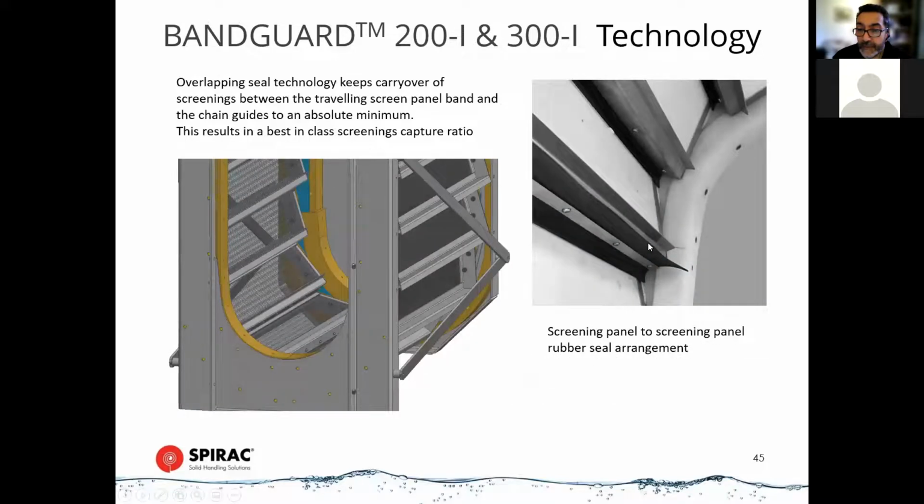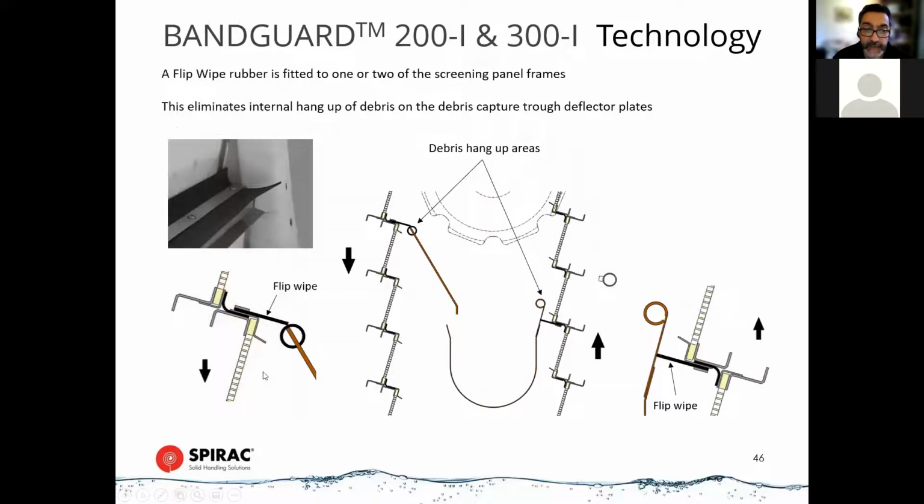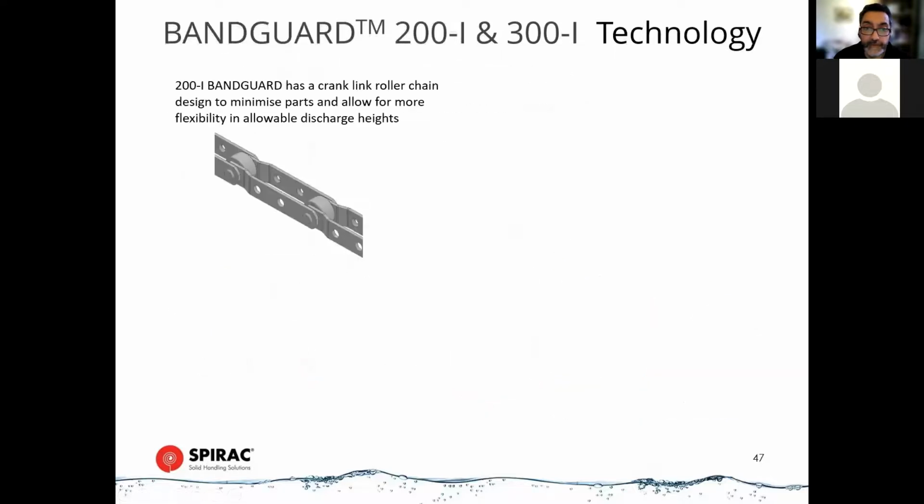We put the interseal rubbers on and flip wipes on here as well, so that as the band is rotating, on this internal launder, if you get any debris that's dropped into this and hanging up on the top here, this flip wipe will encourage it and flip it over, and similarly on the downstream side, it will knock it off the back here as well. So it encourages everything to drop into this launder, which is a key feature of our design.